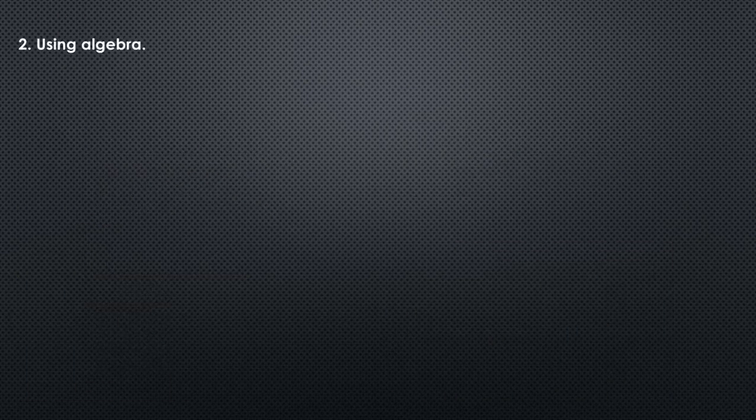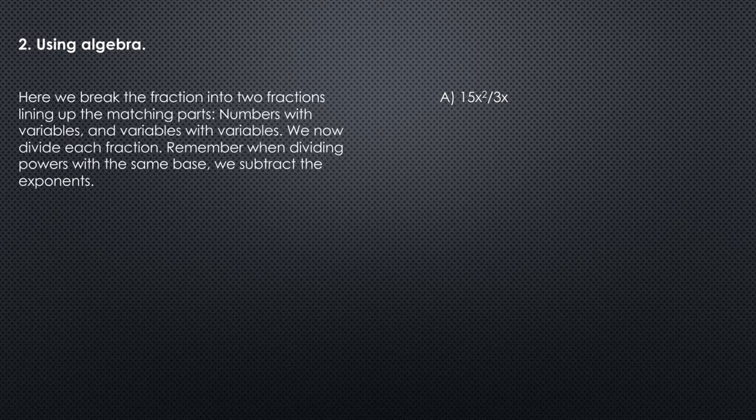To divide using algebra, our first question will be 15x squared divided by 3x. To do this, we're going to split the fraction into two fractions which line up the matching parts: numbers with numbers and variables with variables. So we're now going to divide each fraction.